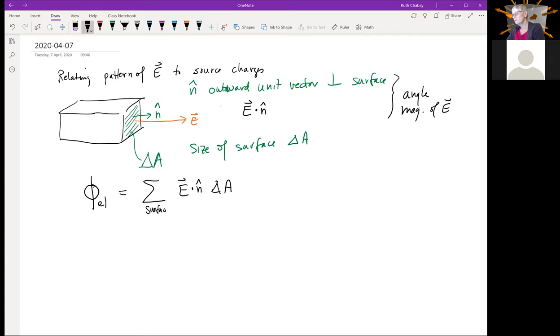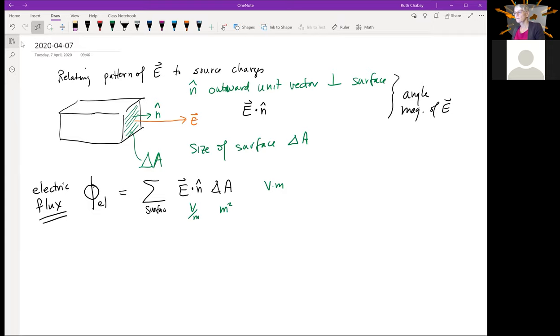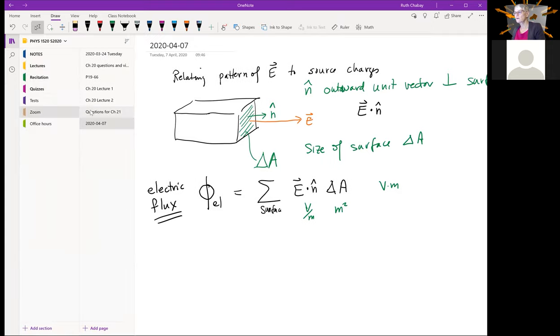This has units of volts per meter. N hat has no units, of course. A has units of meters squared. So the units are going to be volt meter. And this quantity is called electric flux. And so what we're eventually going to want to do is add up the electric flux over the surfaces, all the pieces of the surface of the entire box.